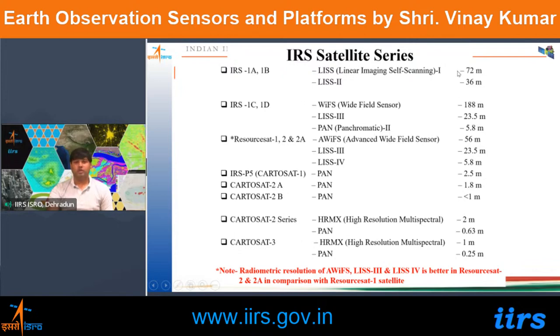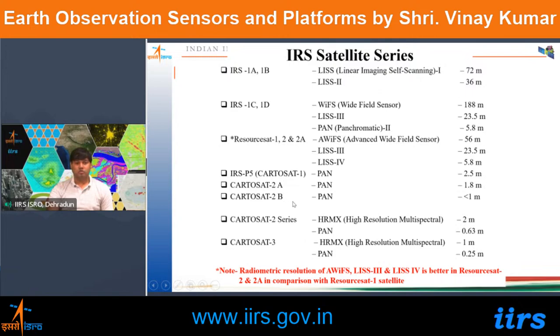IRS 1A and 1B had 72 meter and 36 meter resolution. Then they launched the WiFS and LISS-III sensors with 188 meter and 23.5 meter resolution. The ResourceSat series satellites provided 56 meter and 5.8 meter multispectral data. Now the difference between ResourceSat 1 and 2 and 2A is what? Radiometric resolution improved in 2 and 2A.